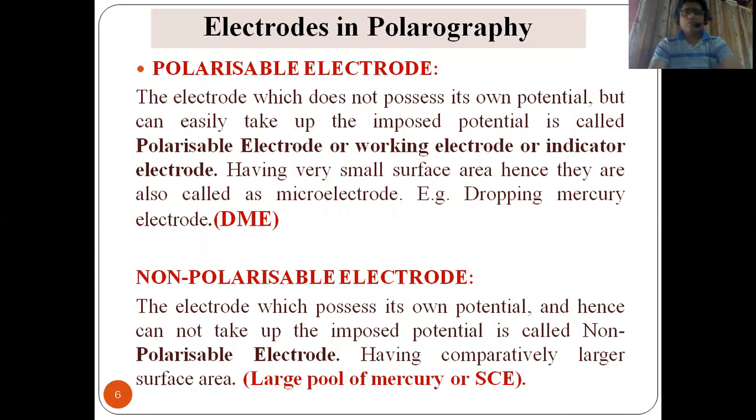There are two types of electrodes in polarography. One is a polarizable electrode and the second one is a non-polarizable electrode. Basically, a polarizable electrode, or working electrode, or indicator electrode, is one which does not possess its own potential but can easily take up the imposed potential. That's what is called polarizable. A non-polarizable electrode, on the contrary, possesses its own potential and hence cannot take up the imposed potential. An example is a large pool of mercury or a saturated calomel electrode.